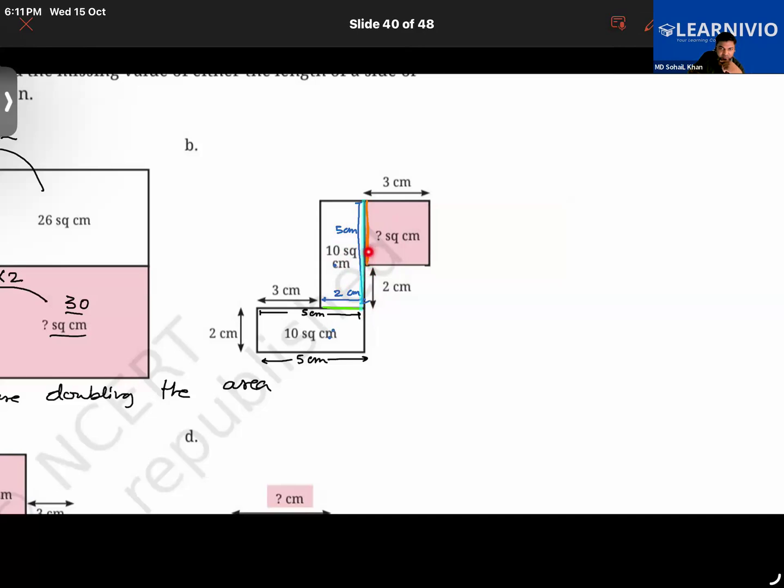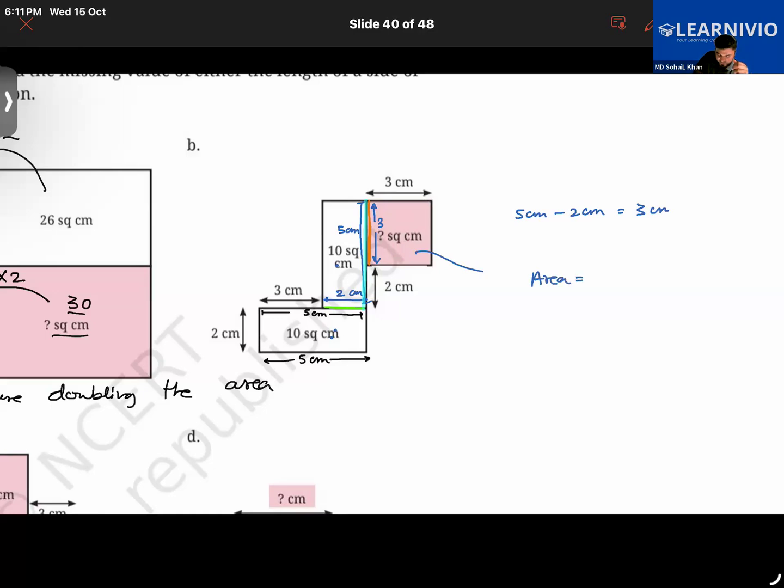So I'm asking you what will be the length of this side? Won't it be 5 centimeter minus 2 centimeter? It's 3 centimeter, no? So that is 3 centimeter. We have just found out the length of this side also. And the length of this side is also given, right? In square centimeter, we need to find the area.